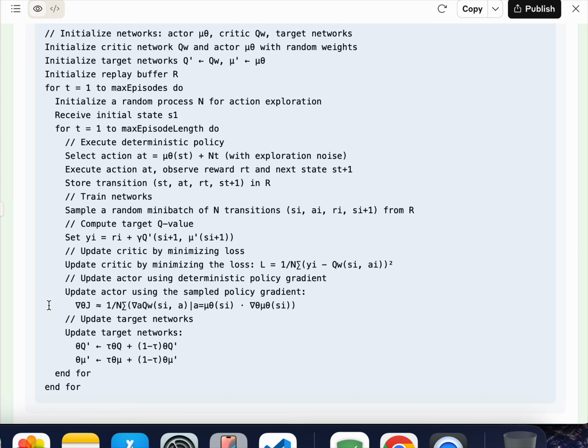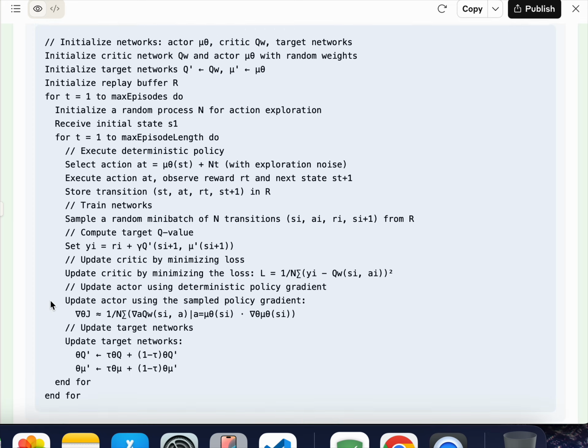We also set up a replay buffer. That's where we will store our experience tuples: states, actions, rewards, and next states. And once everything is set up, we enter the main training loop. For each episode, we first reset the environment and get the initial state. And because the policy is deterministic, we need to introduce noise during training to make sure the agent explores the space. Otherwise, it might just get stuck in the same pattern. So we add some random noise to the action.